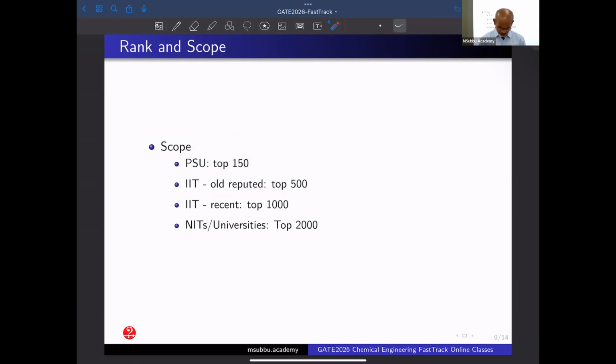IITs you can get even up to a rank of 500, and these are all possible. The recent or new IITs like IIT Gandhinagar or IIT Rupar, so new IITs are coming. Even our Palakkad is also coming, and IIT Tirupati is also there. Or any NIT or any private university you can also enter, and you can still get a stipend. So these are all possible. Otherwise, what we are aiming for is this one. The other things, don't worry.